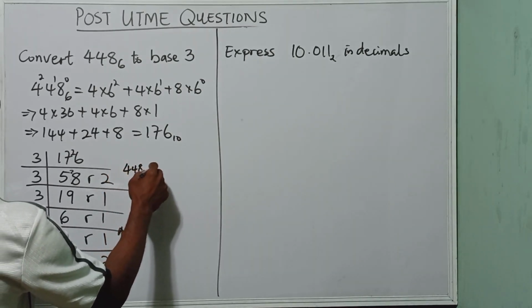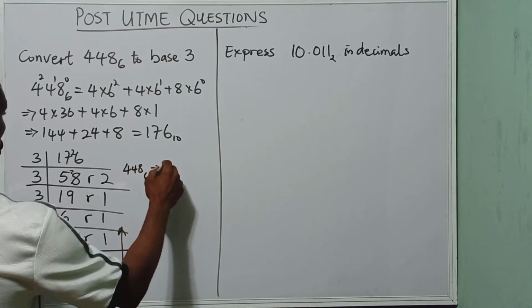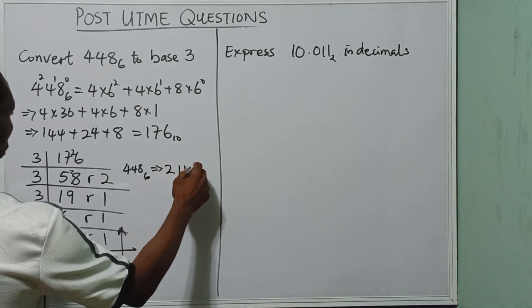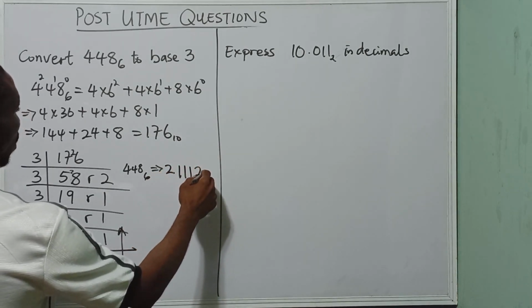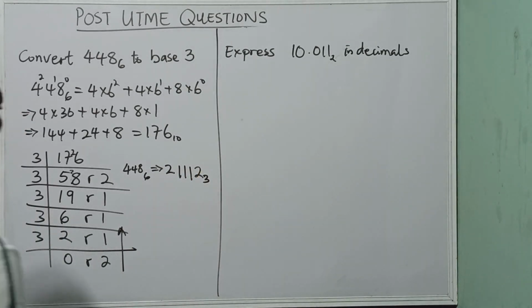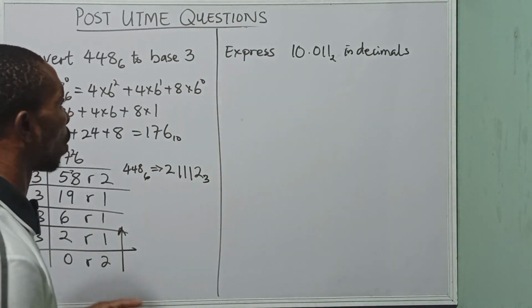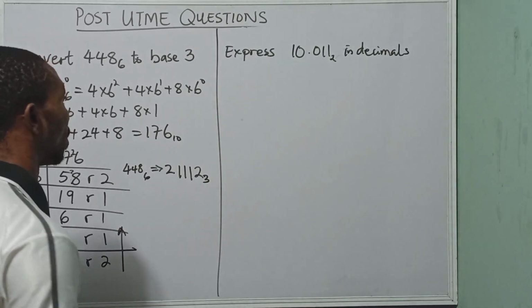448 base 10 would give us, 448 base 6 would give us 21111 base 2 and 211112 in base 3. Alright. The next question says, express 10.0000011 base 2 in decimals.